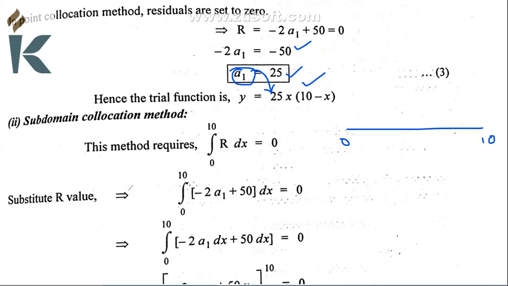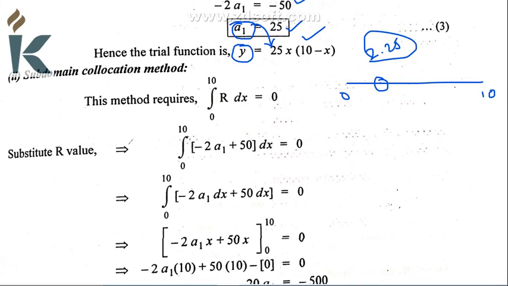So for example, you can substitute the h value as 2.25, and find out the displacement at this 2.25. Easily you can find it out. In the same way, from this point collocation method, you can find out the displacement at any point.